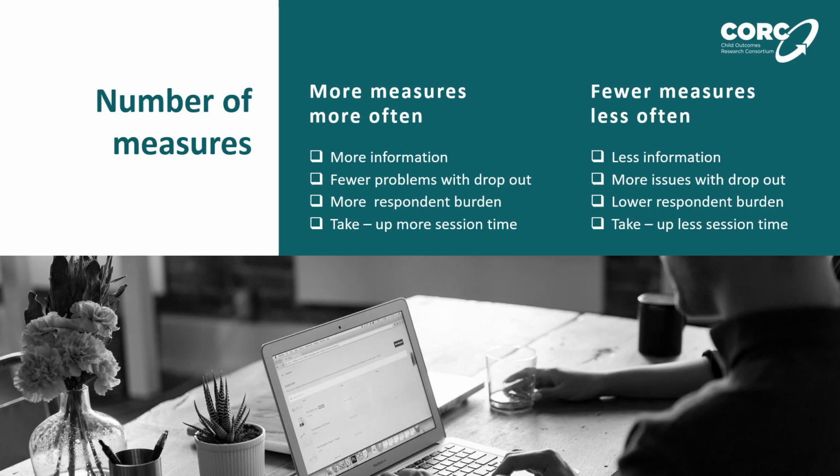Fewer measures less often, for example 1 or 2 measures collected at the beginning and end of the intervention only, will yield less information and may not allow data-informed adjustments throughout if things have veered off course. This in itself could result in higher dropout rates, but also the risk of missing the final collection of the data and thus being unable to measure any changes because of dropout is greatly increased. However, there will be lower respondent burden and it will take up less time in the session.